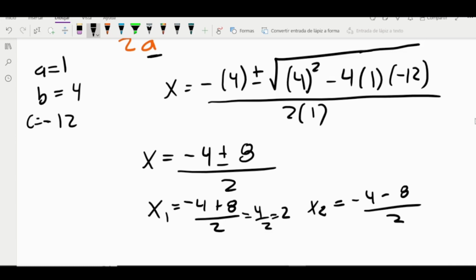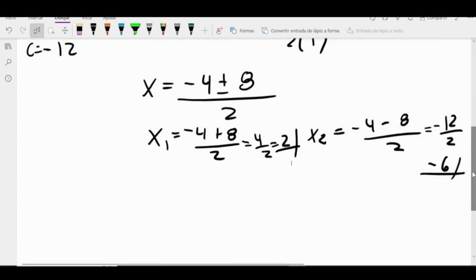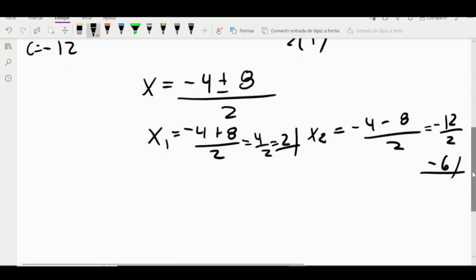The second one is going to be minus 4 minus 8, which is minus 12, divided by 2, which is minus 6. So we have these situations, but remember, here we are not checking the solutions, okay? We need to factorize. So we know, for example, that x equals 2 and x equals minus 6.